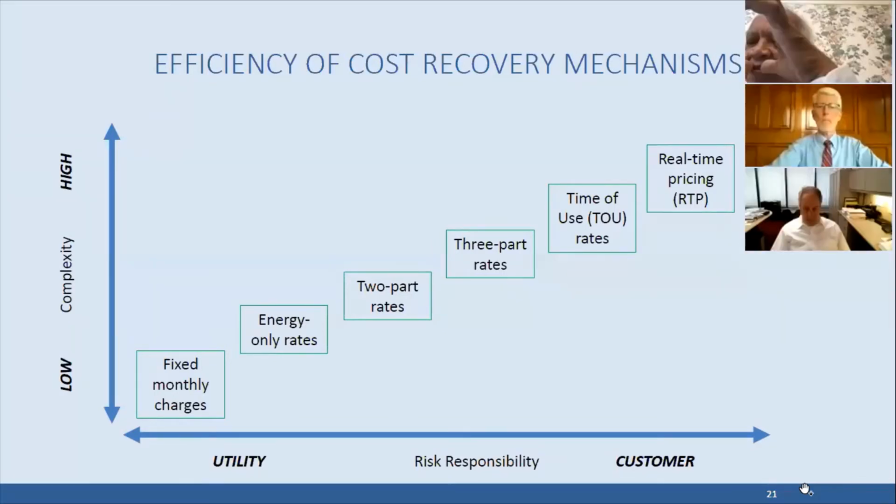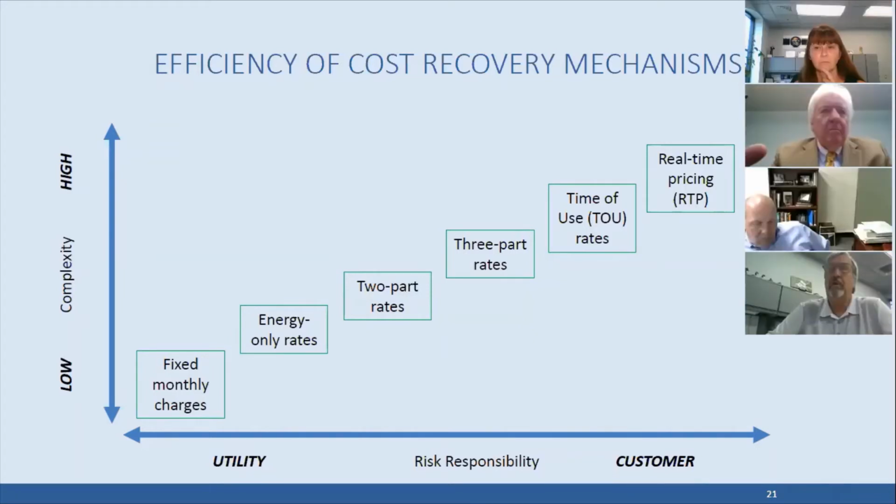We talked about two-part rates. That's where you have a customer charge that recovers a certain component of cost, and you have an energy charge that recovers the energy usage costs, but that energy charge also recovers fixed costs. And so the utility is still bearing some risk that they don't know if those energy consumption charges are going to be adequate to pay the fixed capacity costs.